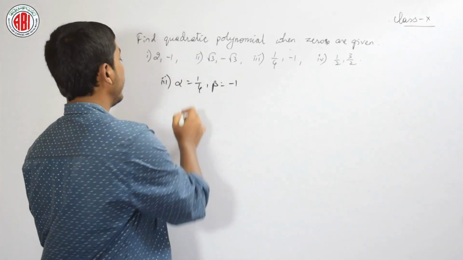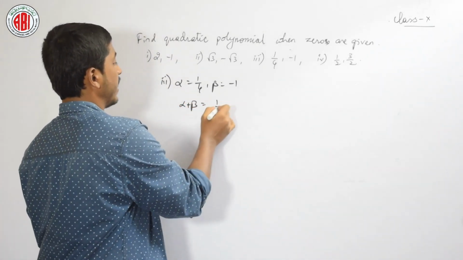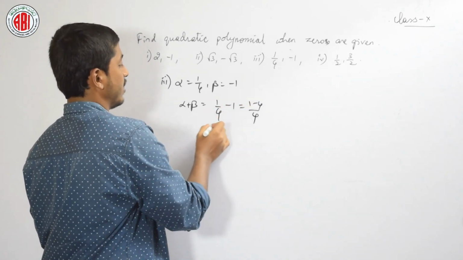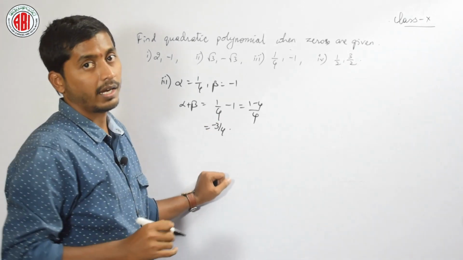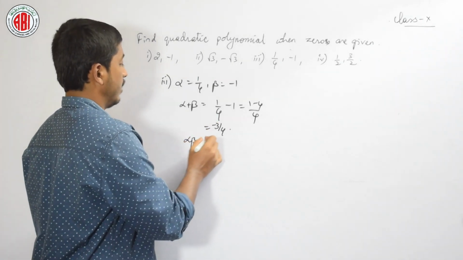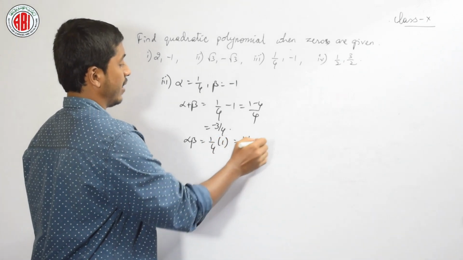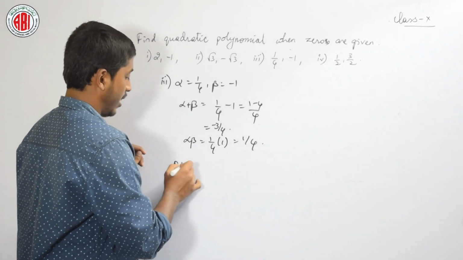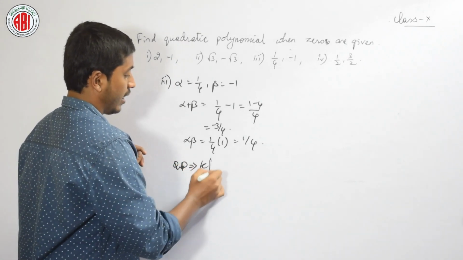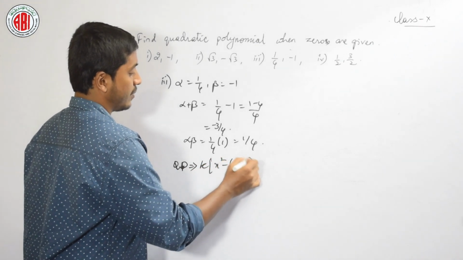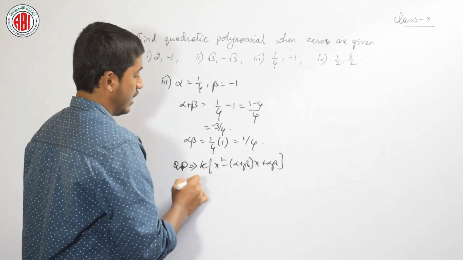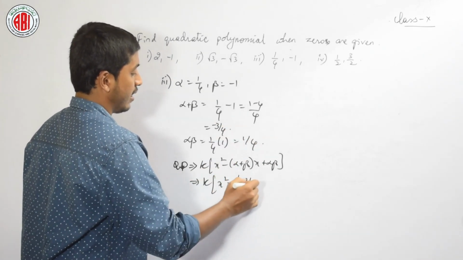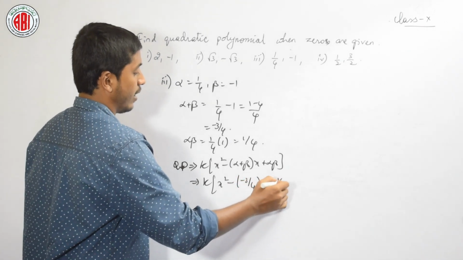For this we have to find first alpha plus beta, that is 1 by 4 minus 1. Here LCM is 4, it becomes 1 minus 4, which is minus 3 by 4, right. What is alpha beta? 1 by 4 into minus 1, that is minus 1 by 4. Let us substitute that in the equation or the polynomial. That is, required quadratic polynomial is k into x square minus alpha plus beta into x plus alpha beta. That is k into x square minus, what is alpha plus beta? Minus 3 by 4 into x minus 1 by 4.